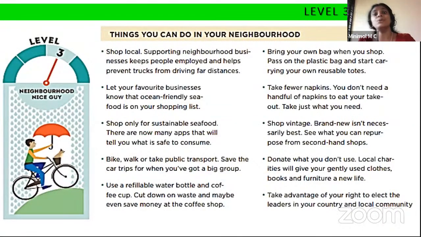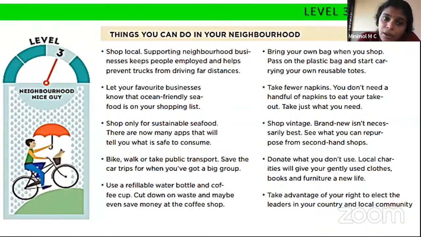Let me tell you some things that you can do in your neighborhood also. You can always shop local and support your neighborhood businesses, keep people employed, and help prevent trucks from driving far distances. Let your favorite businesses know that ocean-friendly seafood is on your shopping list. Shop only for sustainable seafood. There are so many apps that will tell you what is safe to consume.